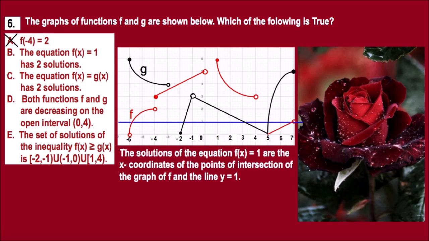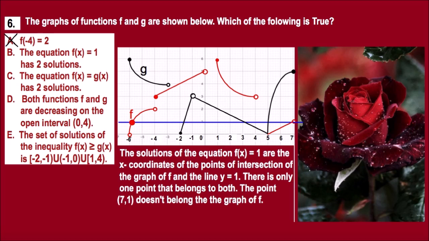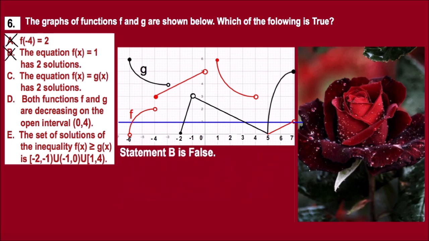Statement B. The equation f of x equals 1 has two solutions. The solutions of the equation f of x equals 1 are x-coordinates of the points of intersection of the graph of f and the line y equals 1. This blue line right here. There's only one point that belongs to both. The point 7, 1 doesn't belong to the graph of f, as we have a hole. Thus, statement B is false.